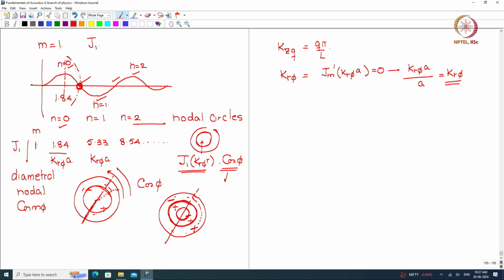So let us say for m equal to 1, the first one, n equal to 0, is at 1.84. That means kr phi a is equal to 1.84, and therefore kr phi is 1.84 by a.